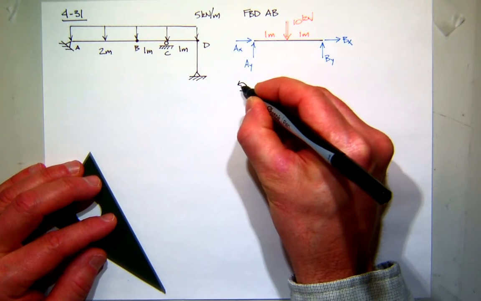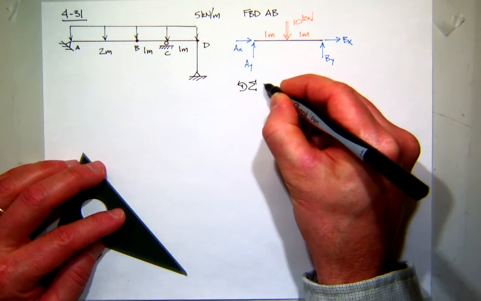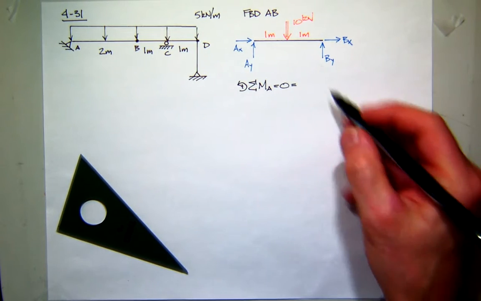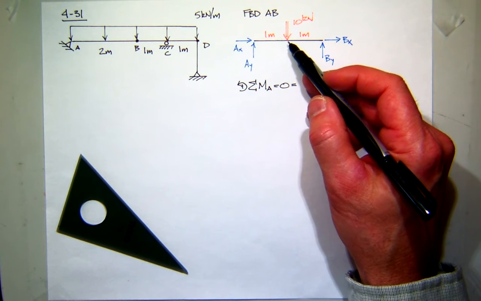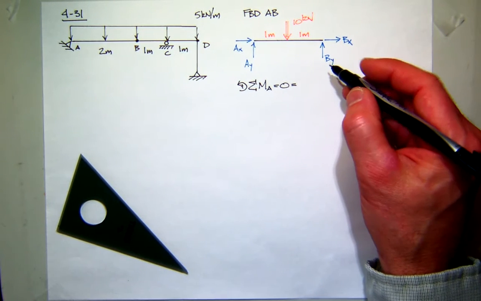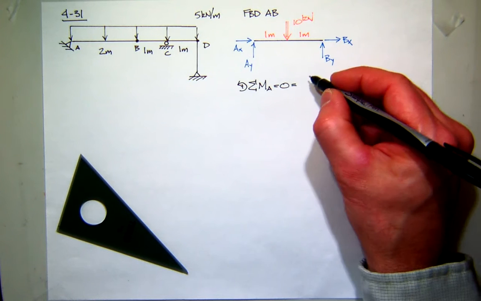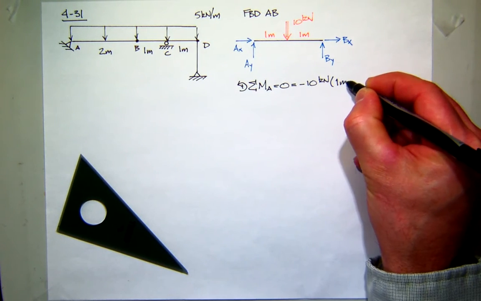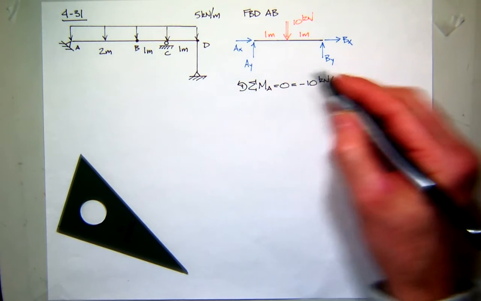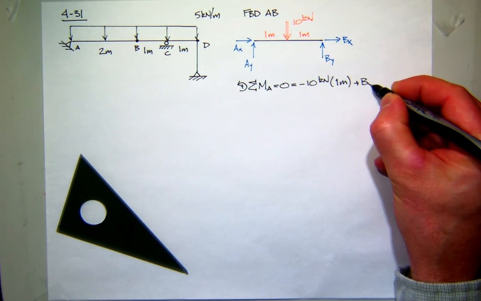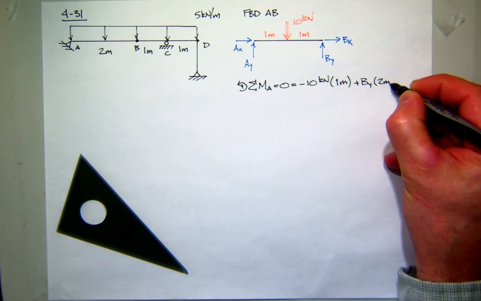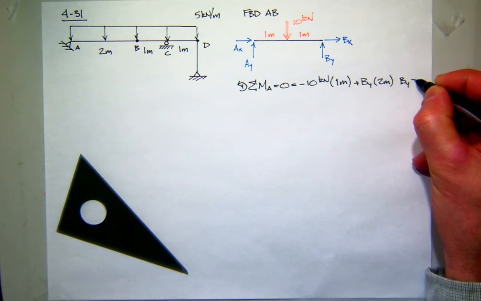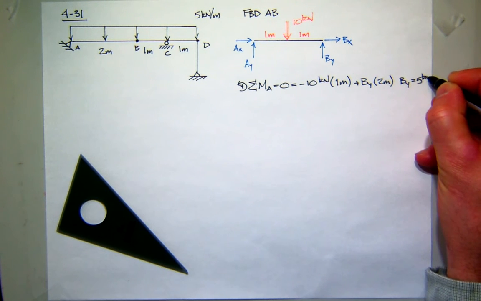So using right-hand rule as my sign convention, let's sum moments at A. When I do that, this concentrated equivalent force creates what kind of moment about A? Positive or negative? Negative. So I got negative 10 kilonewtons times a moment arm of 1 meter. And then BY creates positive moment times 2 meters. So it looks like BY is 5 kilonewtons, right?